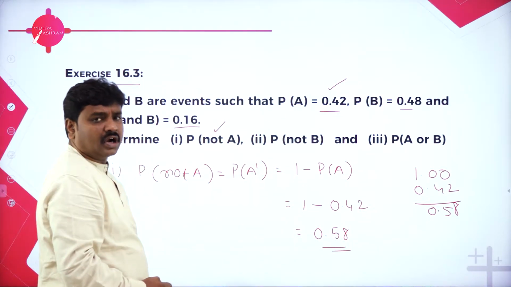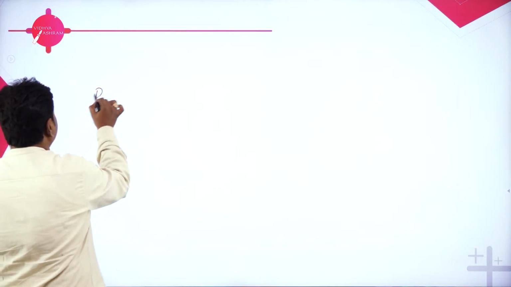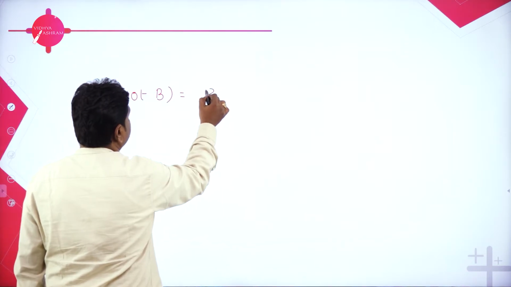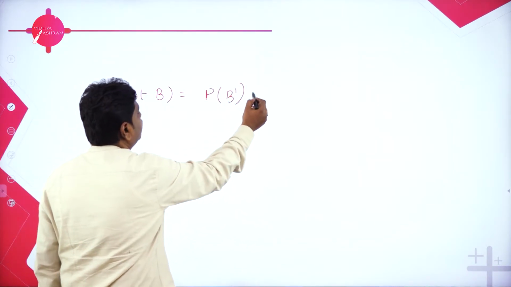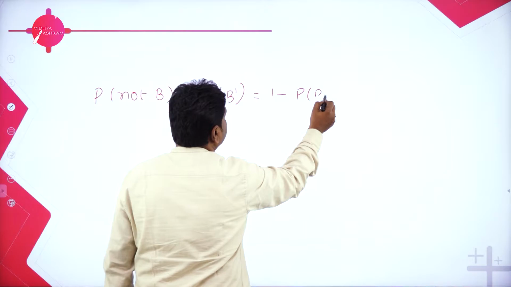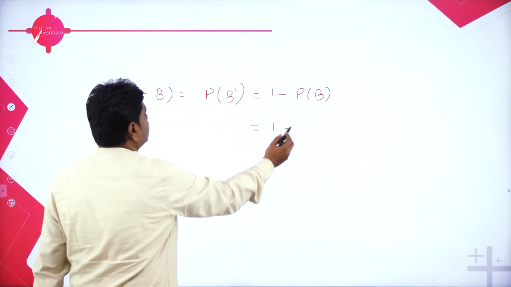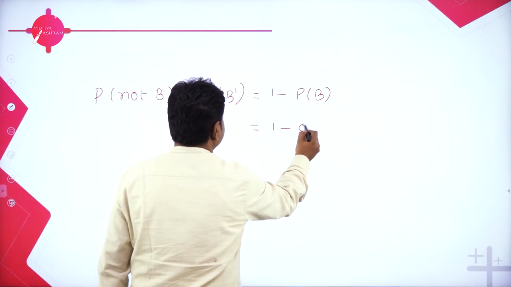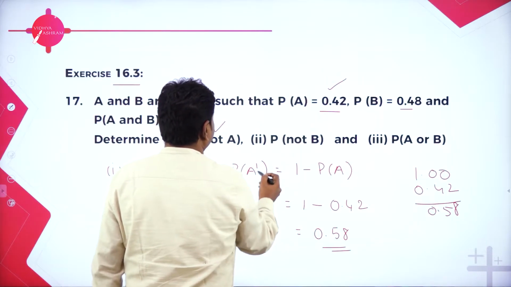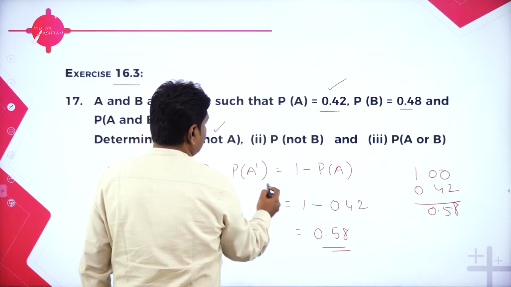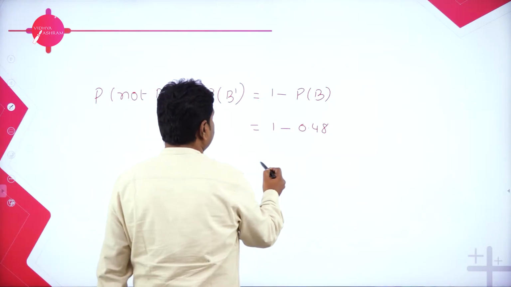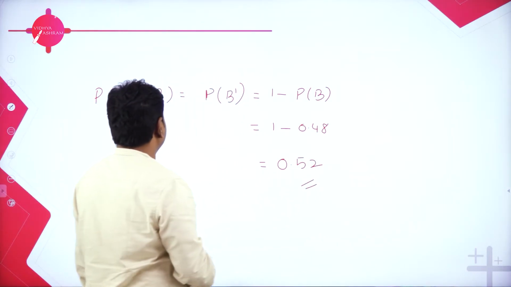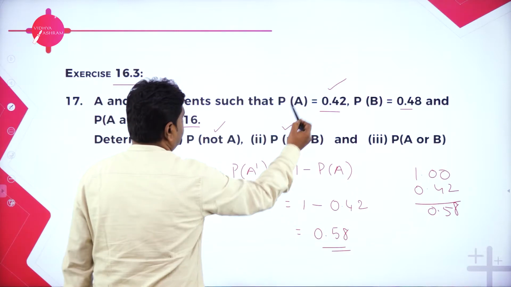Then they want P of not B. So how to find P of not B? First symbolize. P of not B, we can write it as P of B dash. And all of you know P of B dash can be written as 1 minus P of B. So P of B they have given, that is 0.48. So it will become 1 minus 0.48, which gives 0.52. Then we are done with the probability of not B.